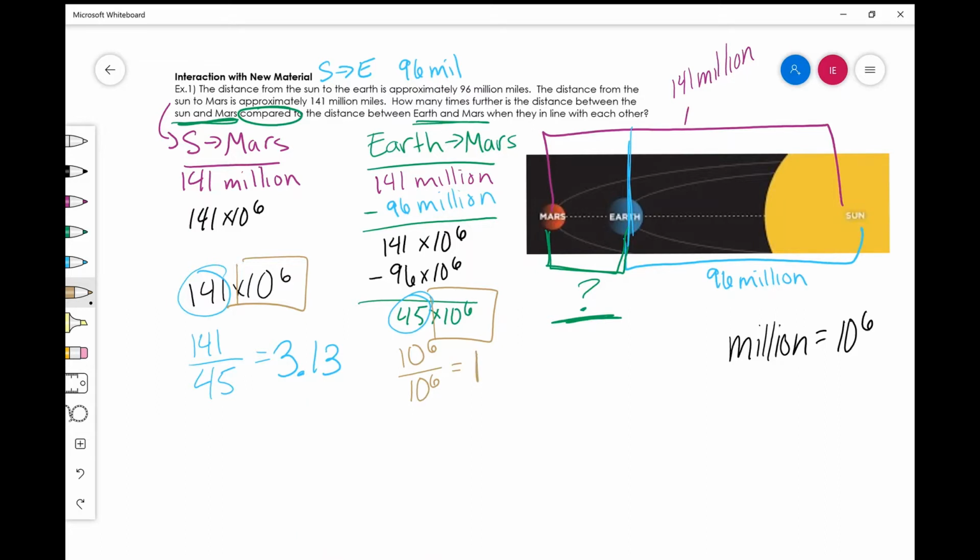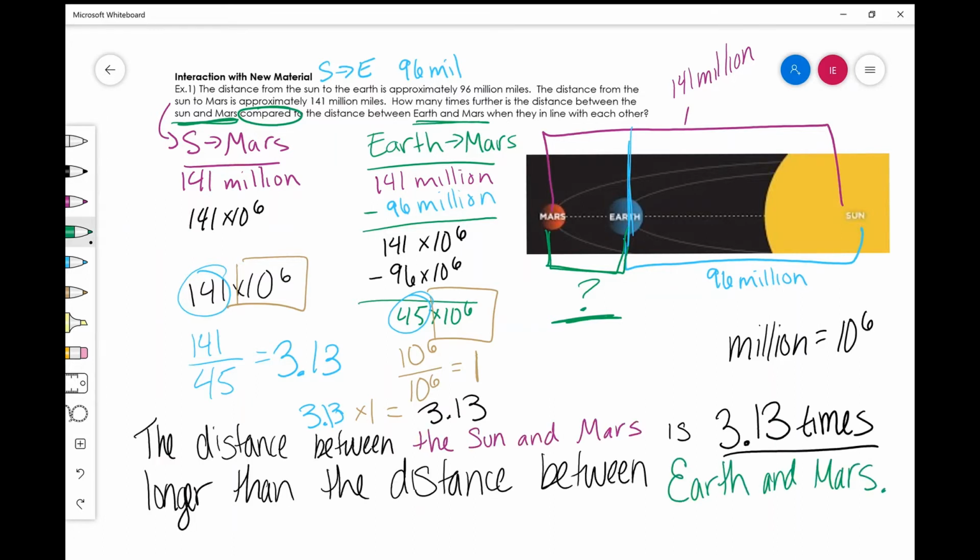Remember our steps from Monday: once we've compared our multipliers and our powers of 10, we need to go back and multiply 3.13 times 1 to see how much larger our distances are. So I have 3.13 times 1, and that just gives me the answer of 3.13. Since our answer is 3.13, I know that the distance between the Sun and Mars is 3.13 times longer than the distance between Earth and Mars.